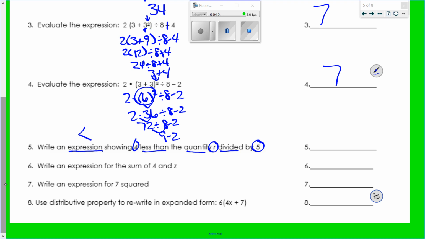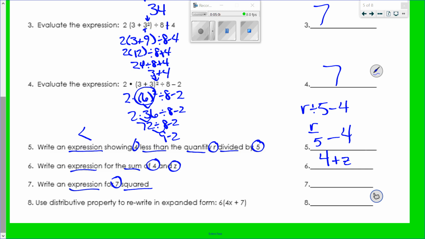Telling me subtraction. Quantity r divided by 5, 4 less than that. You could also write that r divided by 5 minus 4 if you wanted to. Do I need parentheses in either of those situations? No, so I have to divide before I subtract anyway. Okay? Otherwise, you got to be careful. Write an expression for the sum of 4 and z. Sum means add.